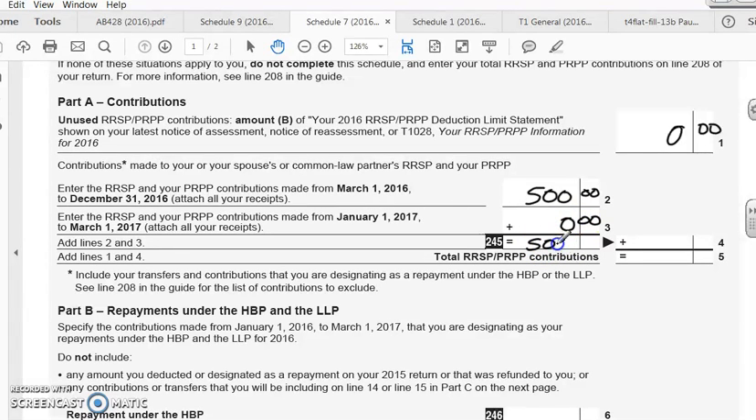Paul Brown has made a $500 RSP contribution, and it was done between March 1st and December 31st. 0 otherwise, and so he's put in $500. And so we've got a total of $500. Now, ideally, what Paul would be doing is eventually not using this amount, but we're going to assume that he, in fact, is.